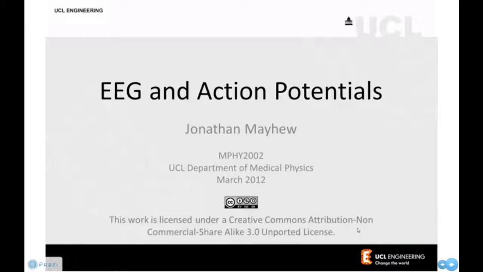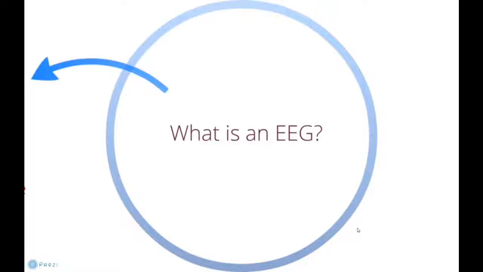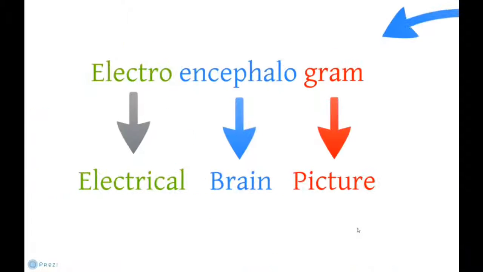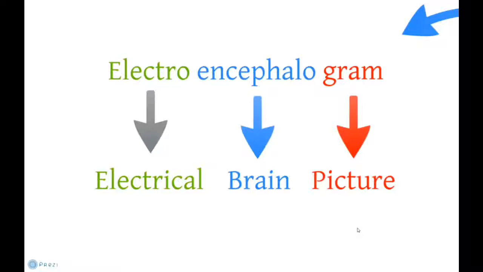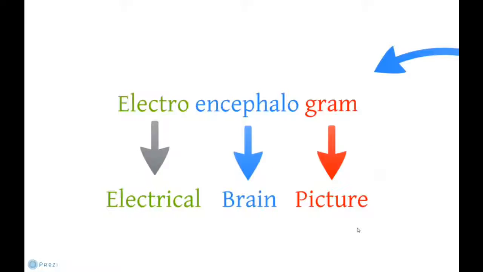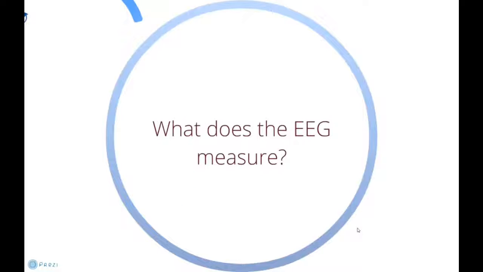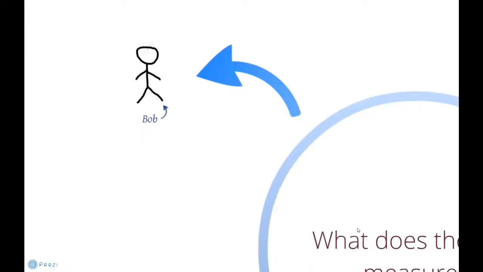in helping us understand epilepsy. So the first question you might ask is, what is an EEG? EEG stands for electroencephalogram, which as you can see means electrical brain picture, or in other words, mapping out the electrical activity in the brain. So how are we going to do that? Well, first I'll go over exactly what we're trying to measure, followed by what we're going to use to measure it. Here's Bob, badly drawn stick man.